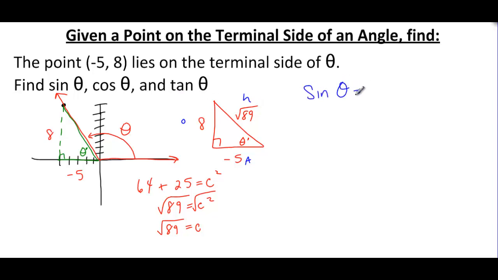So sine of theta, all I'm looking for when I ask for sine of theta is what is the ratio. Well, sine is opposite over hypotenuse. The only thing is we don't like to leave a radical in the denominator. So that means I'm going to multiply top and bottom by root 89, which gives me an 89 in the denominator. 8 and 89 don't reduce, so this would be my final answer.